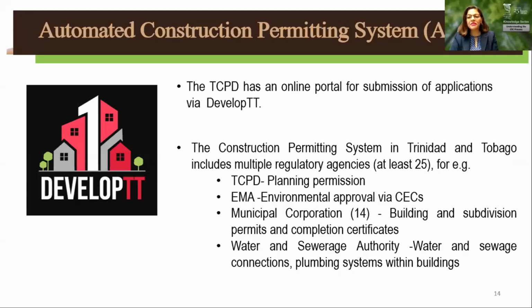As of September 1st, 2020, so just at the start of this month, TCPD has an online portal system for the submission of their applications via Develop TT. And this is under the Automated Construction Permitting System. This system includes a number of regulatory agencies, such as TCPD, if you're requiring planning permission, the EMA for approval for CECs, approvals from the municipal corporations, as well as any approvals that you require from WASA.